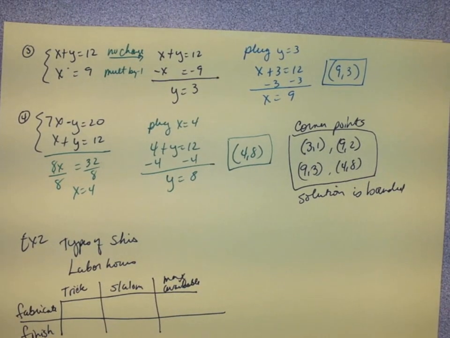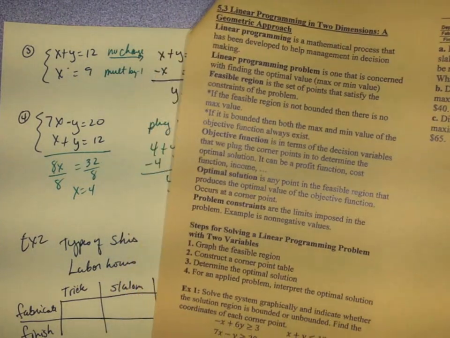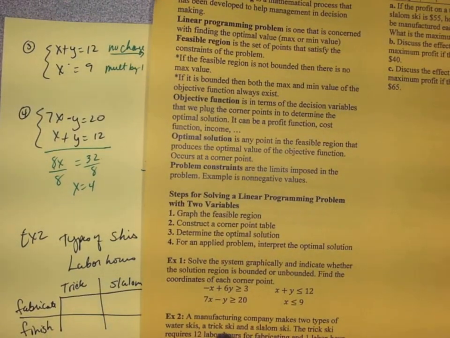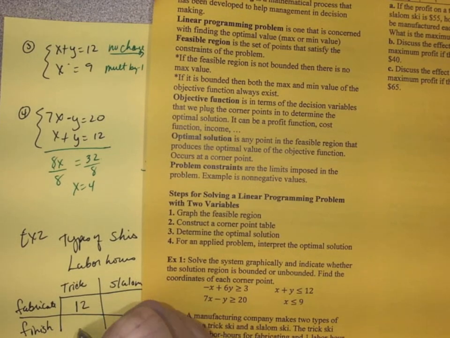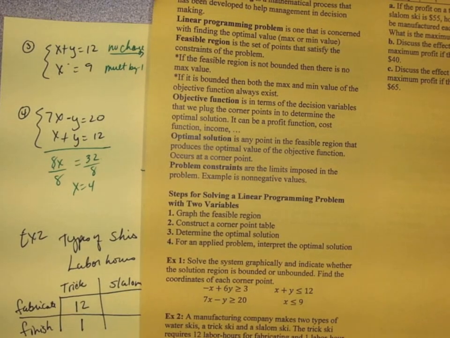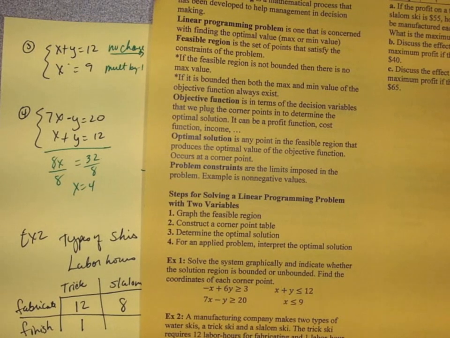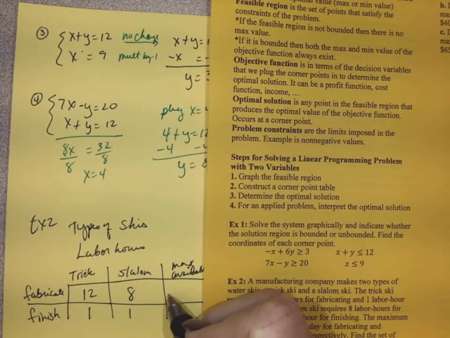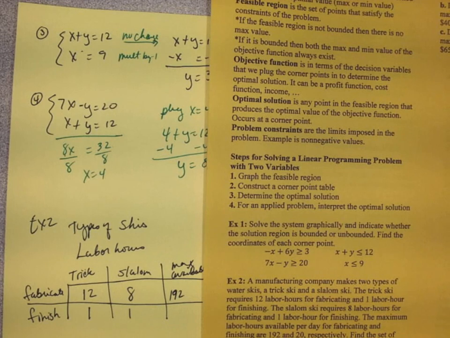All right, so let's go back. They make 2 types. We have trick ski and slalom ski. The trick ski requires 12 labor hours for fabricating, so 12, and 1 for finishing. The slalom ski requires 8 hours for fabricating and 1 hour for finishing. The maximum labor hours available per day for fabricating and finishing are 192 for fabricating and 20 for finishing.